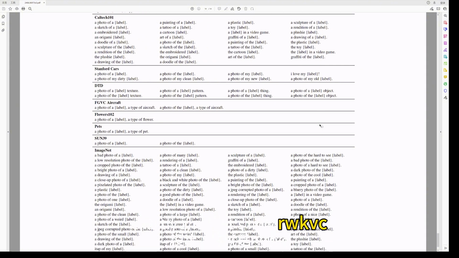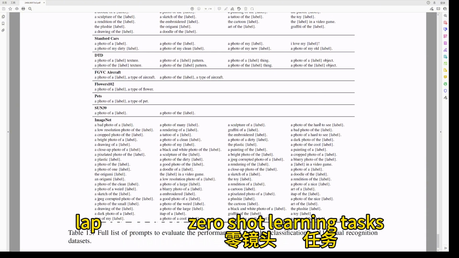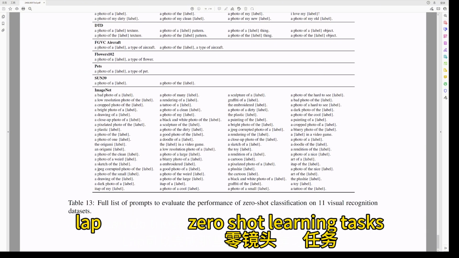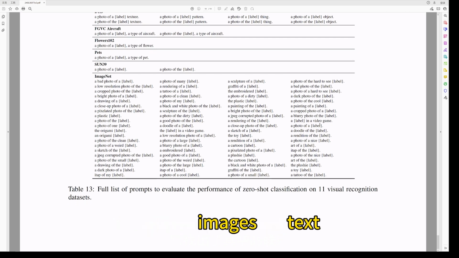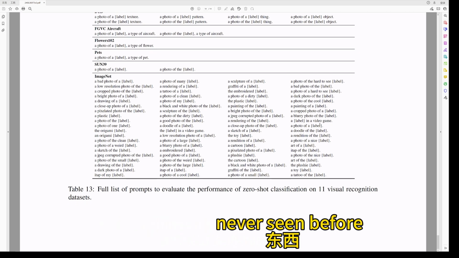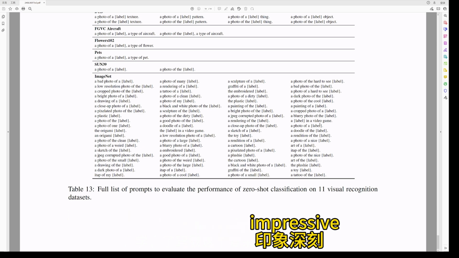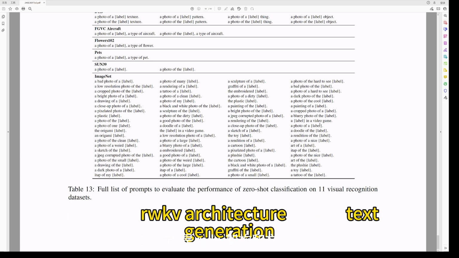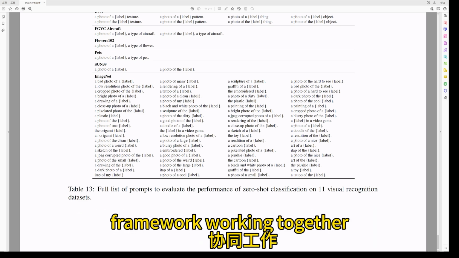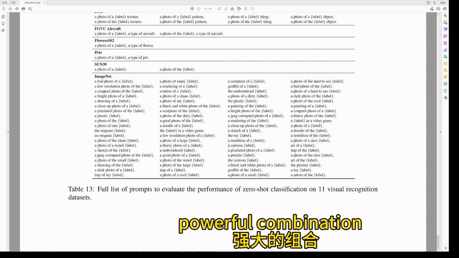Exactly. And that's how RWKV-CLIP can do those zero-shot learning tasks. It's figured out the connections between images and text, even for things it's never seen before. Right. It learned to navigate this complex space of meaning. Wow, this is all really impressive. So it's the RWKV architecture and that text generation framework working together. Exactly. It's a powerful combination.